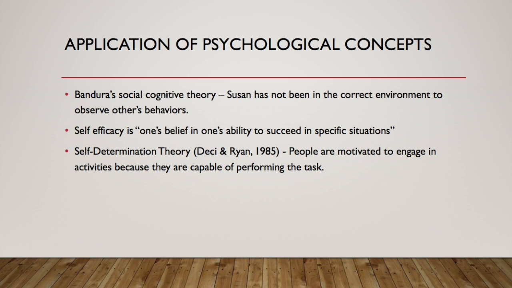Bandura's social cognitive theory states that people learn from the interaction of all personal, behavior, and environmental factors. However, since Susan hasn't exercised regularly in 10 years, she has not been in the correct environment to observe the correct behavior to learn from.